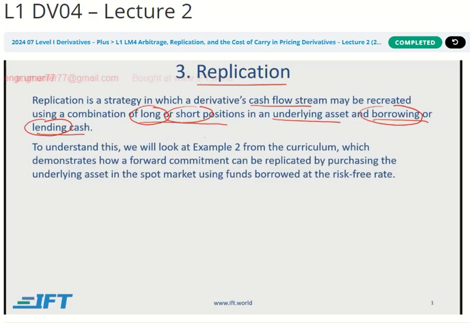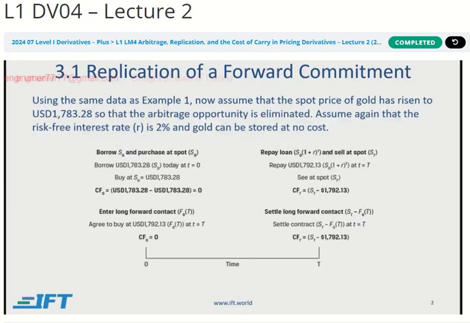So to understand this in more detail, let's look at example 2 from the curriculum, which demonstrates how a forward commitment can be replicated by purchasing the asset at the spot rate in the spot market, and you are going to do this using money which is borrowed at the risk-free rate. So we're going to be looking at the same example, which is of gold, which we looked at in the previous video. The only difference is this time the spot price is a little bit bigger.